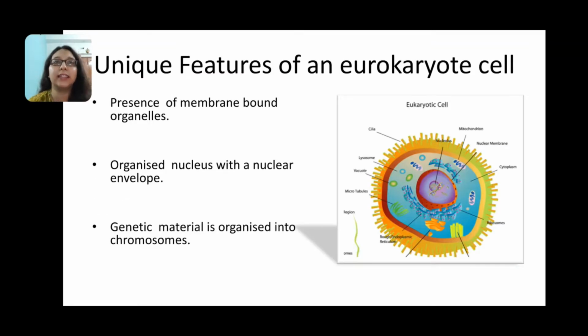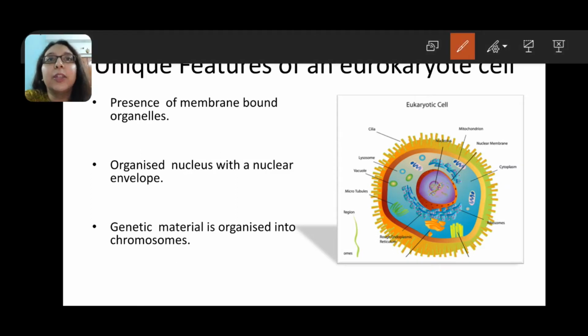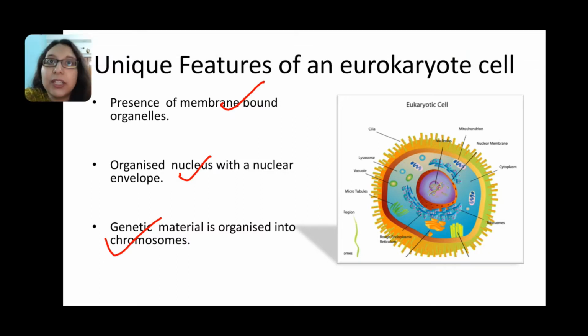Moving on to the next slide. So what are the unique features of a eukaryotic cell? The first most important feature is the presence of membrane bound organelles. This is totally absent in prokaryotes. We have already discussed this. Next is the presence of an organized nucleus, which is present within a nuclear envelope. This is also absent in prokaryotic cells. And the third important structure is that the genetic material is organized into chromosomes. So these make the eukaryotic cell different from a prokaryotic cell.